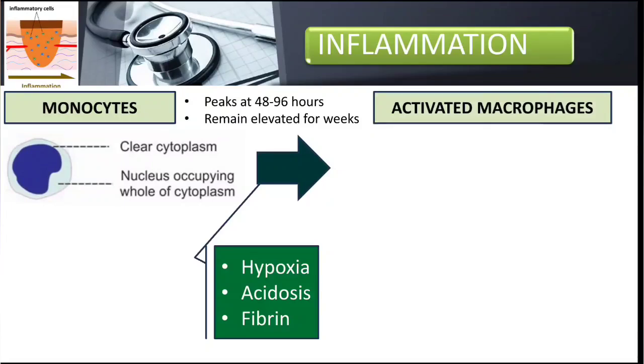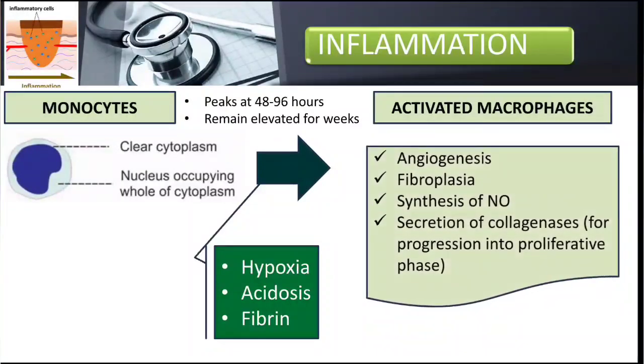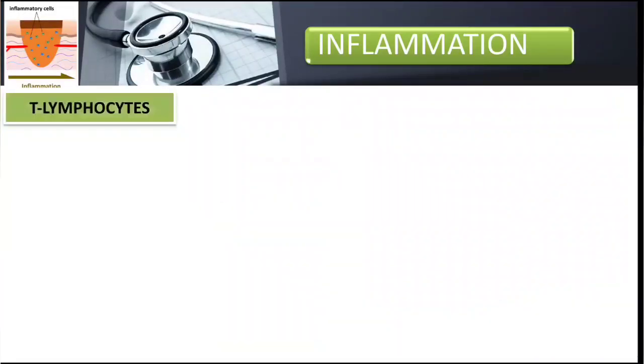These activated macrophages have the following roles: angiogenesis, that's formation of new blood vessels. There is fibroplasia. There is synthesis of nitric oxide, which is a very important vasodilator. They also secrete collagenase, and this will help for the progression into the proliferative phase.